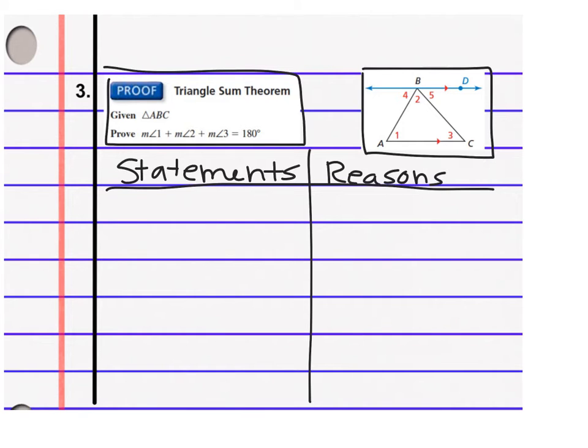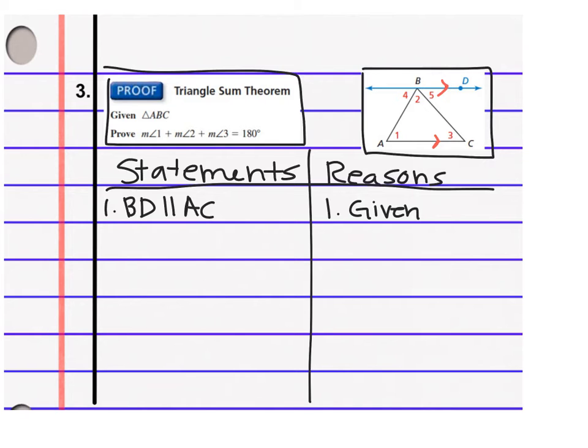Now remember, we always start with what is given to us, okay? If I look on the diagram, I can see that there's a little arrow right here and a little arrow right here. So what's given is that it's a triangle, and it's also given that BD is parallel to AC. That was given on our diagram. Okay, let's think about what else we know.